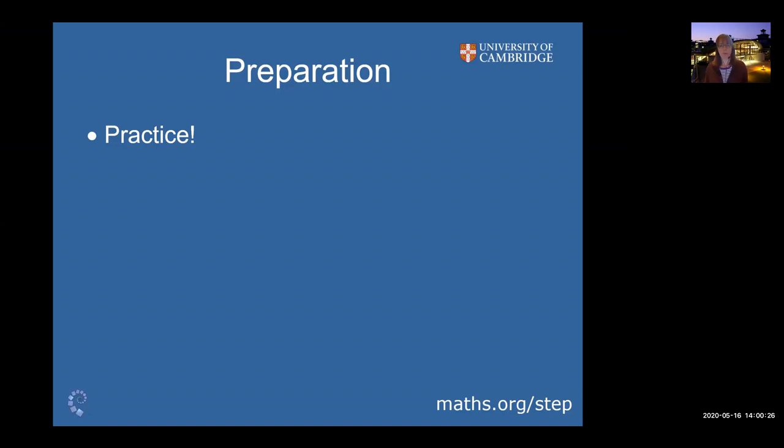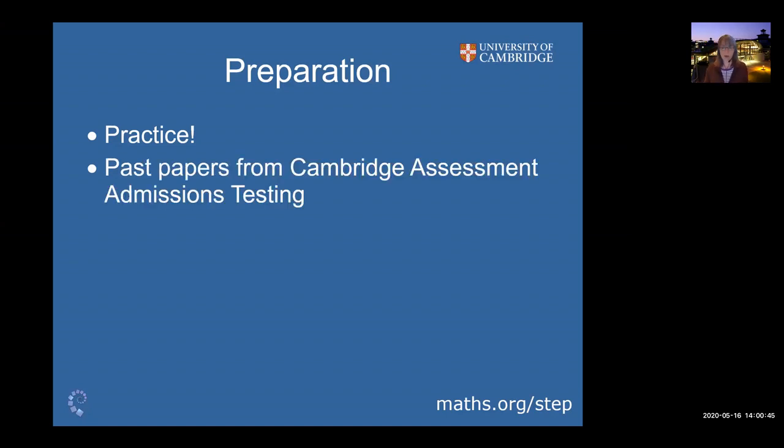The best way you can possibly prepare for STEP is to practice questions. At the start, it's going to go very slowly. You're not going to be getting a STEP question out in half an hour. As you keep practicing more and more STEP questions, it starts to get easier. So the first thing to do is practice, practice, and practice. You can access past papers from the Cambridge Assessment Admissions Testing website. I will show you where you can find that in a bit. I would probably save past papers towards the end of your preparation. I would do other things first.